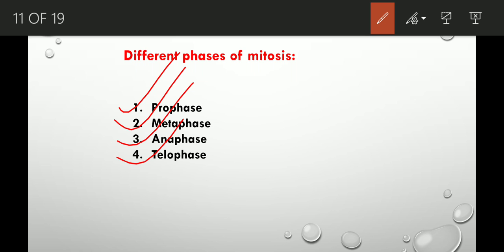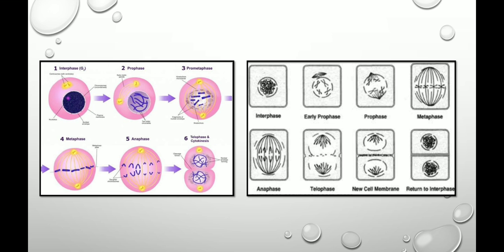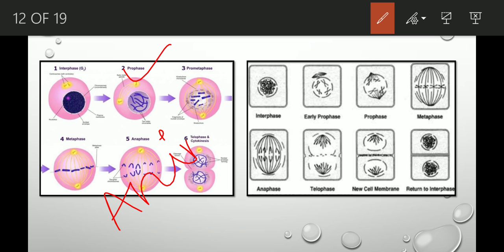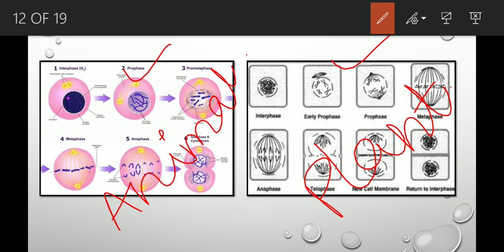These 4 stages are more or less similar in both the plant and animal cell. However, there are 2 to 3 major differences between animal cell and plant cell. This picture on the left is of an animal cell. This is the mitosis that is taking place in an animal cell. And this is the picture where mitosis is taking place in a plant cell. Okay. Now, I will discuss the differences between the two later on in this video.